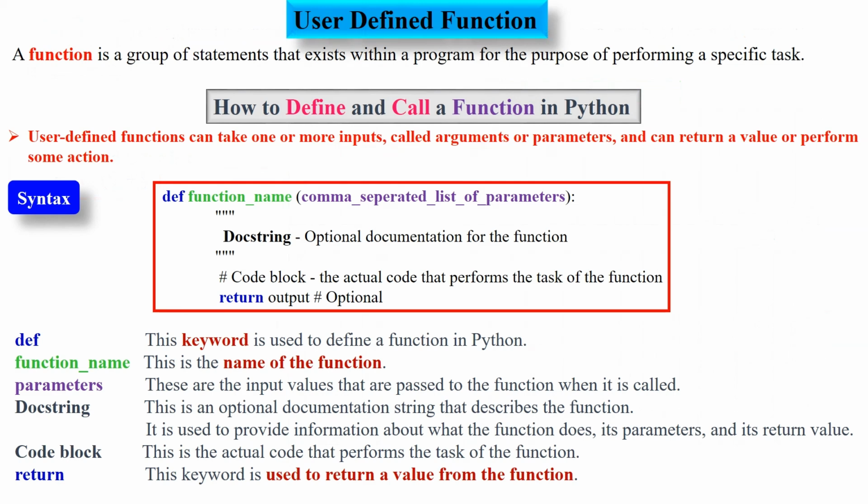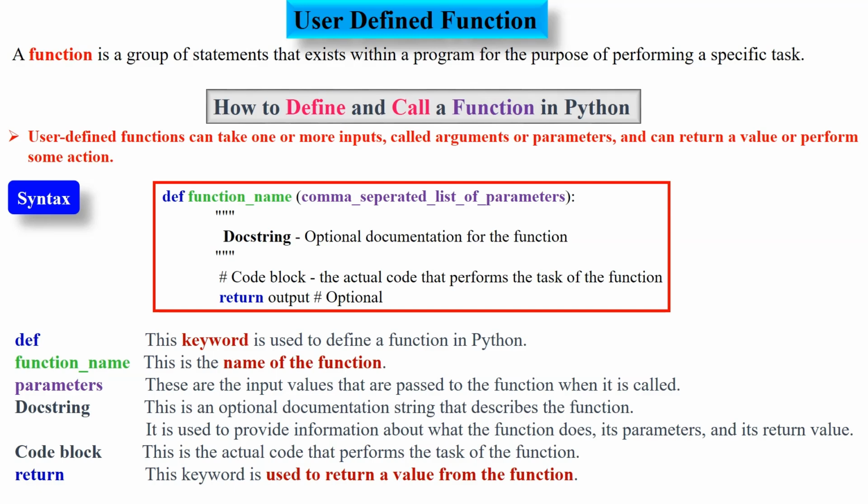In Python, you can define your own functions to perform specific tasks or calculations. A function is a group of statements that exists within a program for the purpose of performing a specific task. Instead of writing a large program as one long sequence of instructions, it can be written as several small functions, each one performing a specific part of the task. Let's see how to define and call a function in Python.